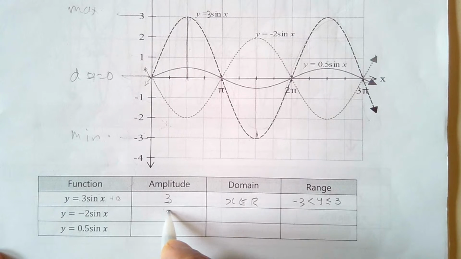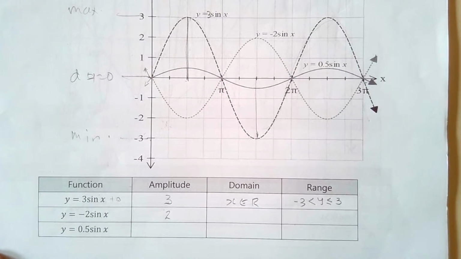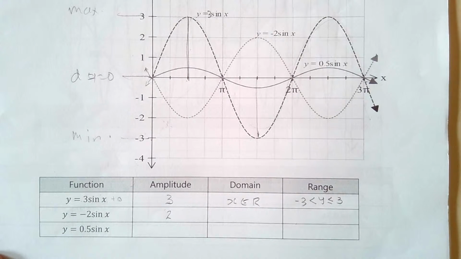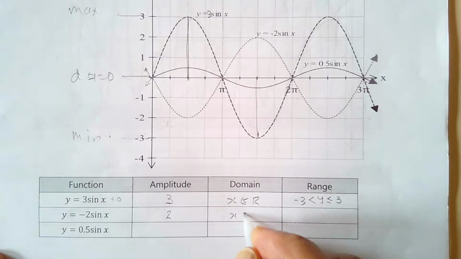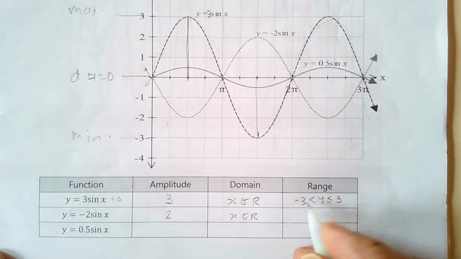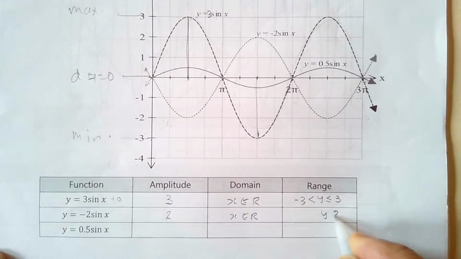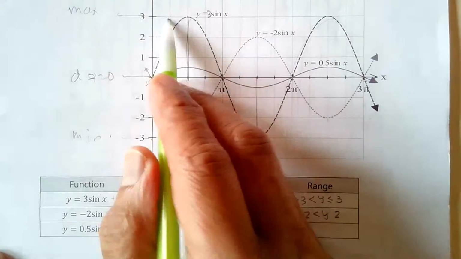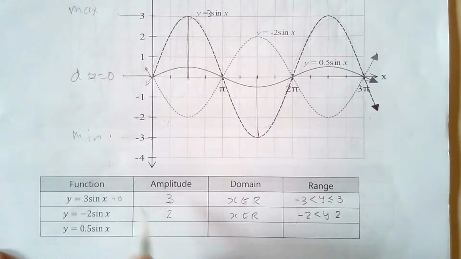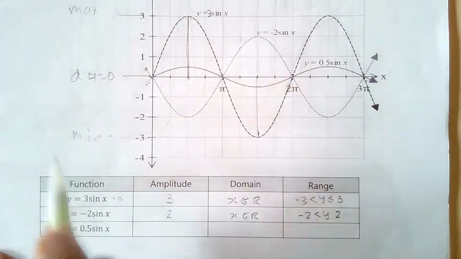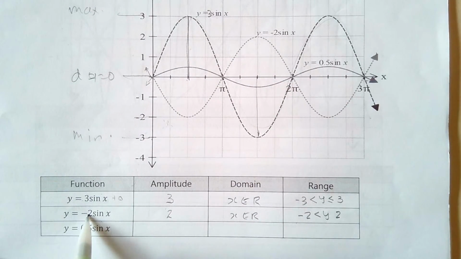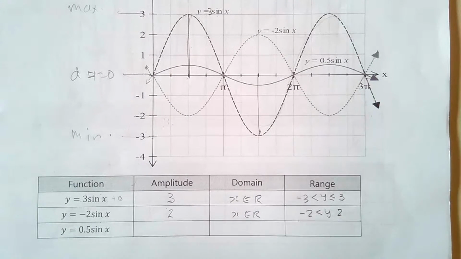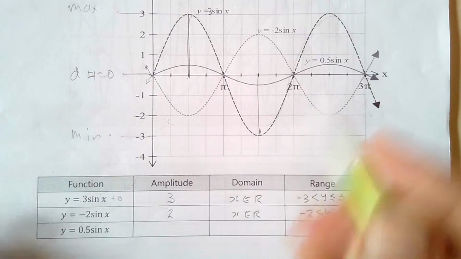The amplitude is 2. Now, the amplitude is a positive value. It's the height or distance. The domain is x, a set of real numbers. The range is between 2 and -2, so this is from -2 to 2. So this is the reflection, because the a value is negative. If the a is negative, it tells you that it's a reflection of the graph y equals sine x.